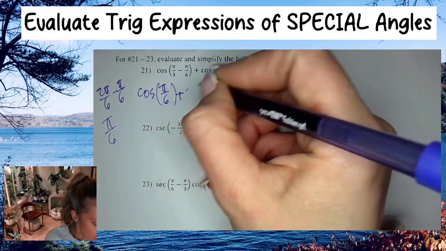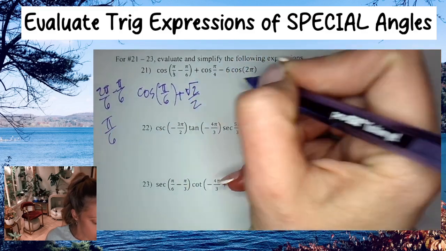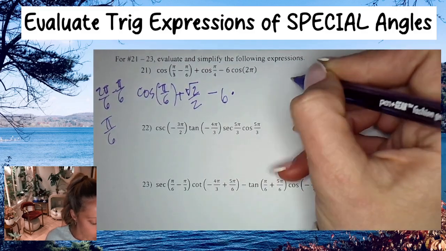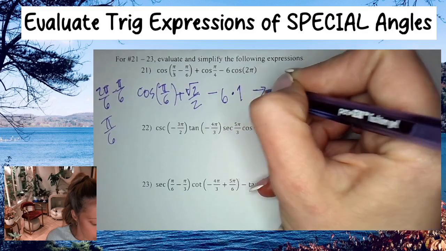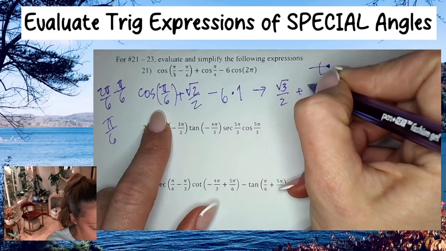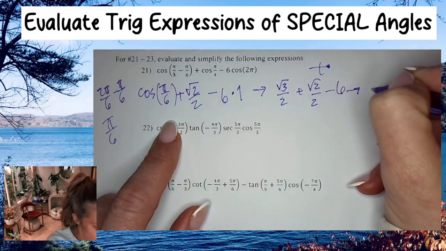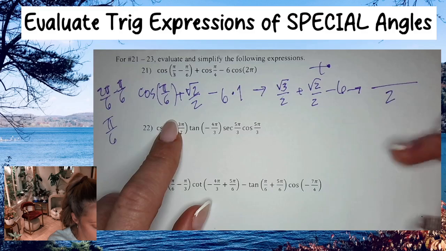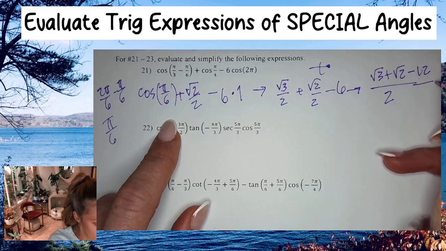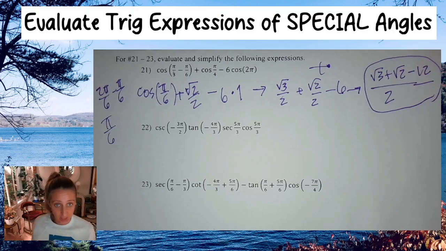Plus, this one I could start doing, cosine of pi over 4, that's root 2 over 2. Minus 6 times the cosine of 2 pi. 2 pi is here, cosine over there is 1, so it's 6 times 1. Next part, cosine of pi over 6, that's root 3 over 2. So that's root 3 over 2 plus root 2 over 2 minus 6. And if I wanted a common denominator for all of it, I would do 2, and then root 3 plus root 2 minus 12, all over 2. Perhaps leave the answer like that. That's it.